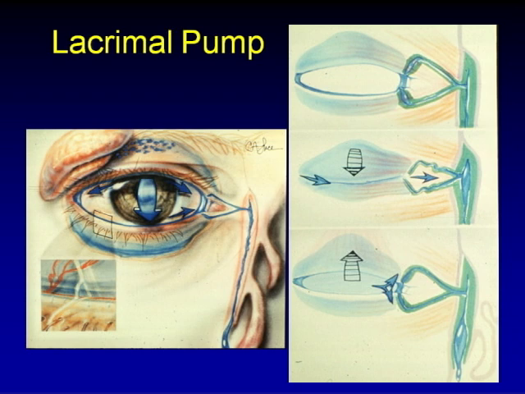So when you blink, there's positive pressure, which forces the tears into the canaliculi. When you open your eyes, there's a negative pressure, so the tendon relaxes, and the lacrimal sac is able to suck the tears in. So positive pressure when you close and push the tears in, negative pressure when you open, and tears get sucked further down through the lacrimal system.